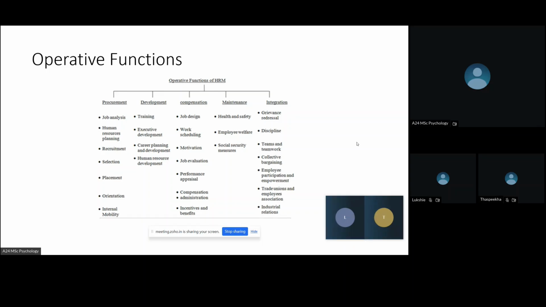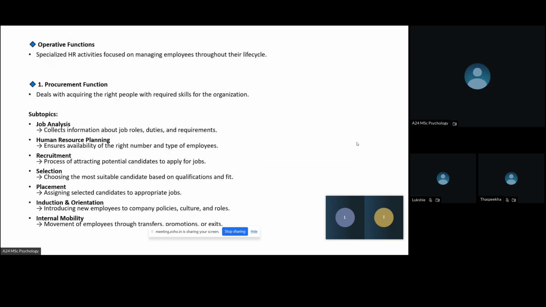And this is taken from our book itself. So we can go ahead with the titles one by one. First of all, we need to understand what operative functions are. Operative functions are nothing but specialized HR activities. If you remember, yesterday we discussed that managerial functions can be done by any people, but operative functions in human resources management can only be done by effective and specialized HR people who have done a degree in HR or who have gained many years of experience in the HR department.